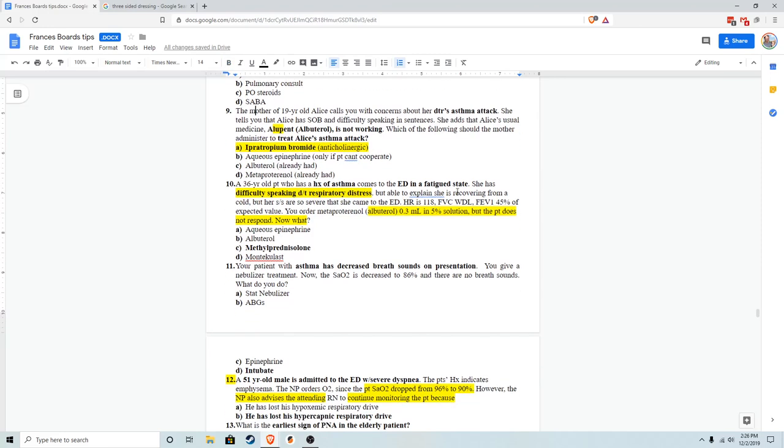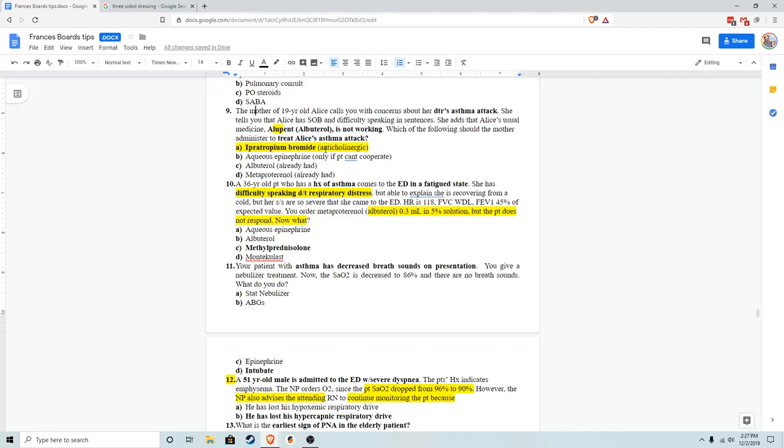Number 9, the mother of a 19-year-old, Alice, calls you about her daughter's asthma attack. She tells you that Alice has shortness of breath and can't fully complete her sentences. She adds that Alice's usual medication, albuterol, isn't working. Which of the following should the mother administer to treat Alice's asthma attack?